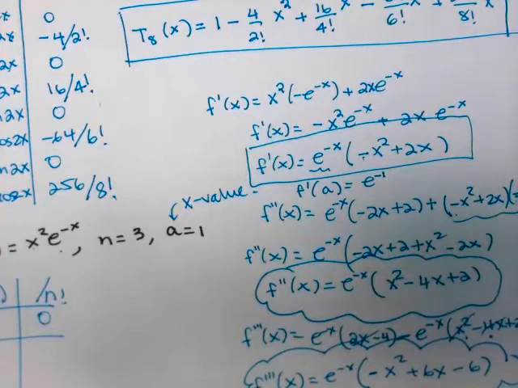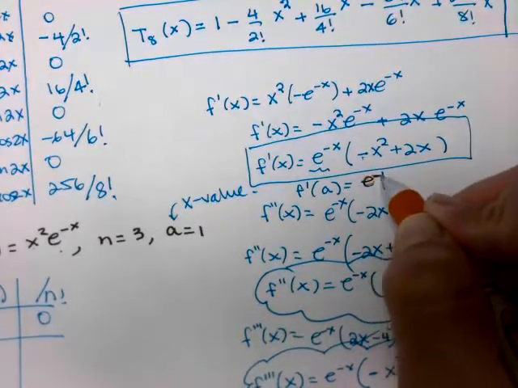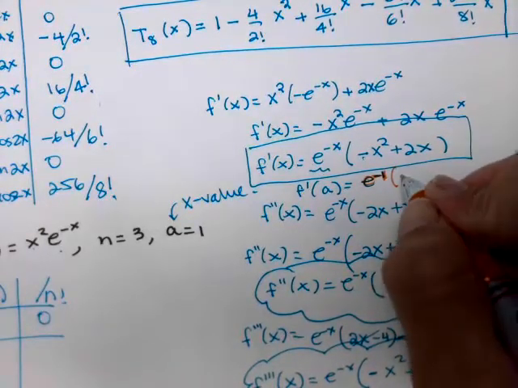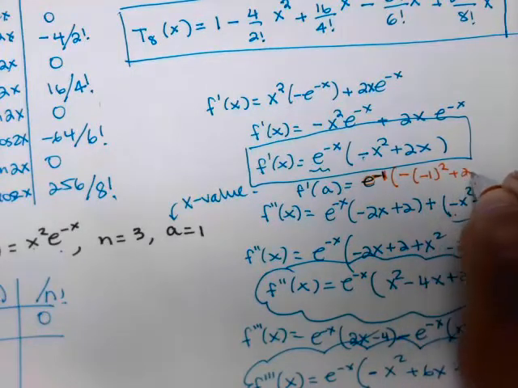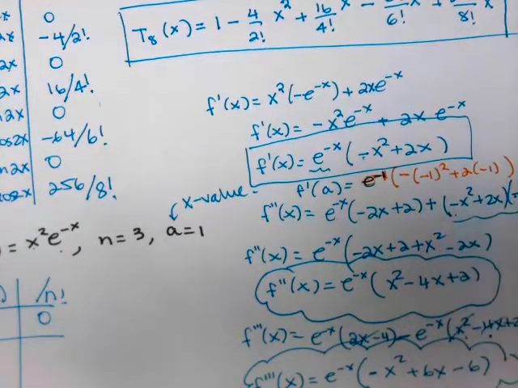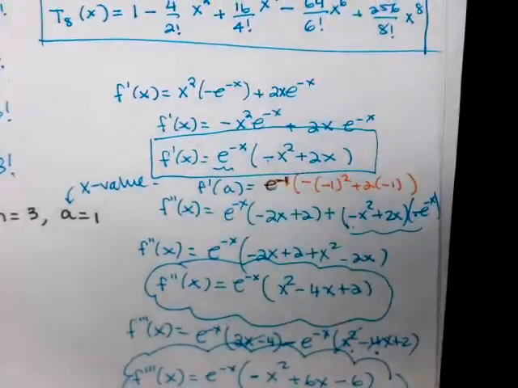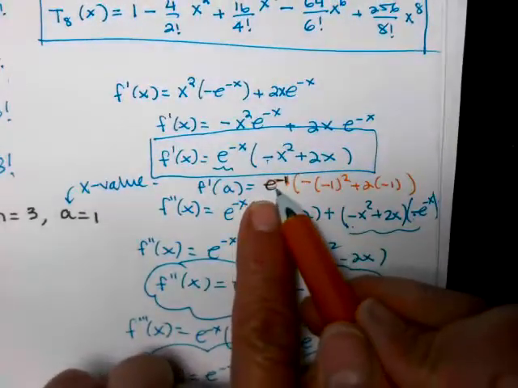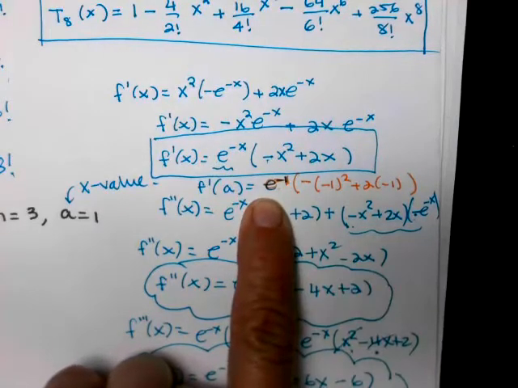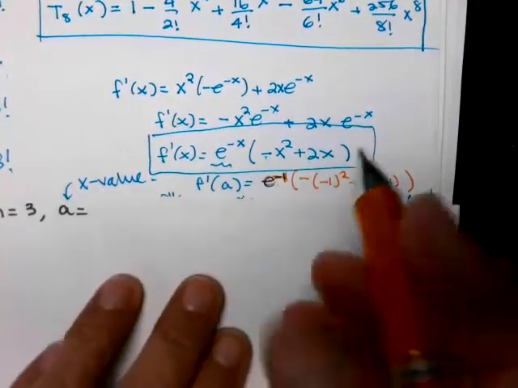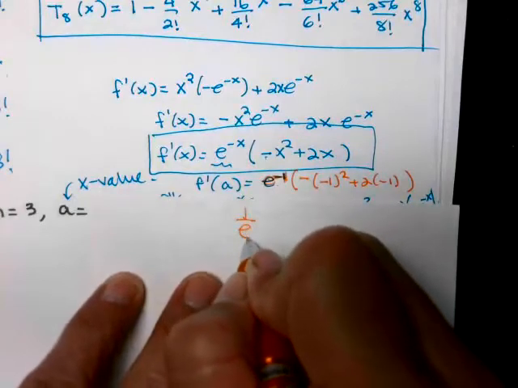Here, let me grab a different color. And it'll be e to the negative 1 times the opposite of negative 1 squared plus 2 times negative 1. I'm being very specific with those parentheses and negative signs. Okay, let's be careful here. So I'm going to have e to the negative 1. Let me grab a little card here. So that'll be 1 over e.